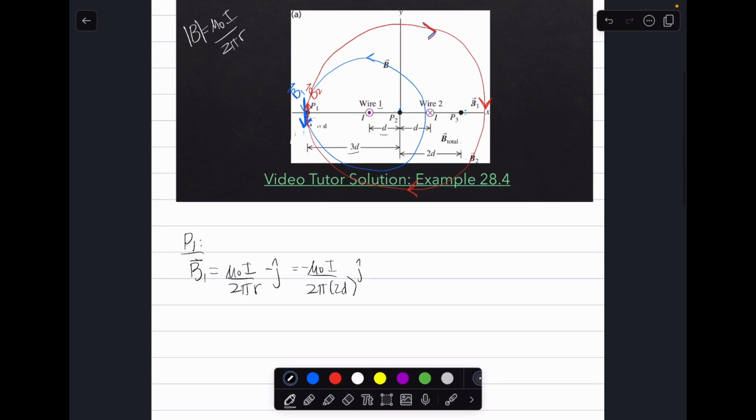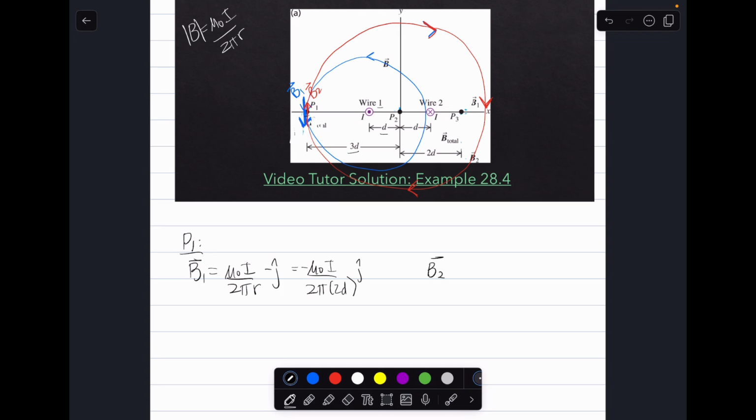So what about B2? B2 is going to be mu naught I over 2 pi r in the positive j hat direction. What is r for B2? Well, that's the distance that wire 2 is away from P1. And that is going to be 3D plus D, which is 4D.